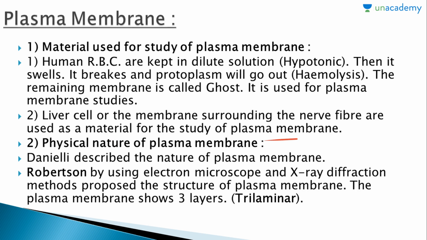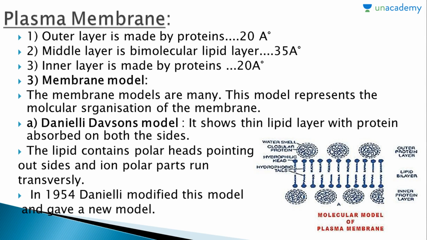Physical nature of plasma membrane. Robertson, by using electron microscope and X-ray diffraction methods, proposed the structure of plasma membrane. The plasma membrane shows three layers, that is, it is trilaminar. First, the outer layer is made of proteins, which is approximately 20 angstrom thick. The middle layer is a bimolecular lipid layer, which is 35 angstrom. The inner layer is made of protein, which is 20 angstrom again.